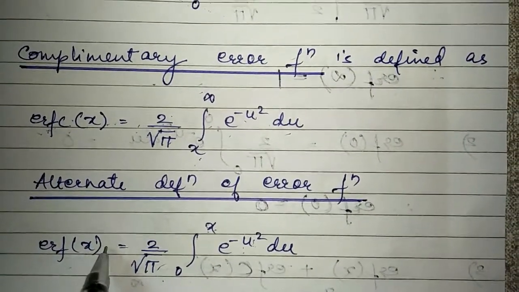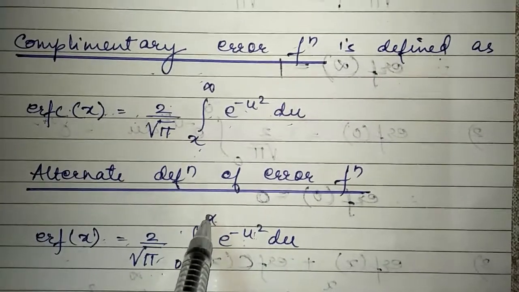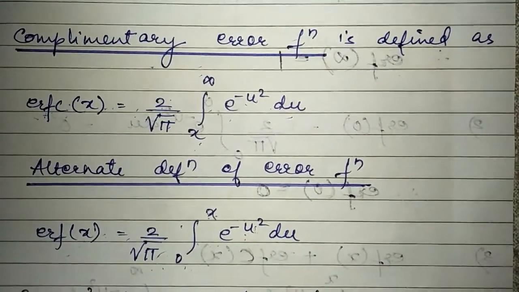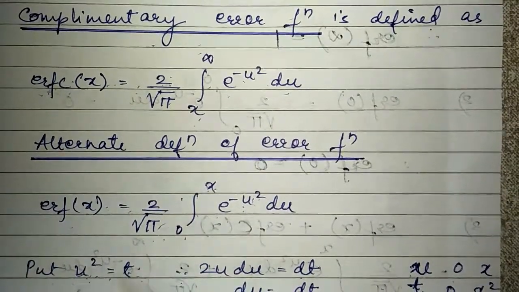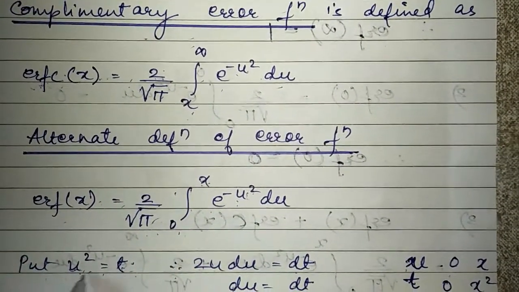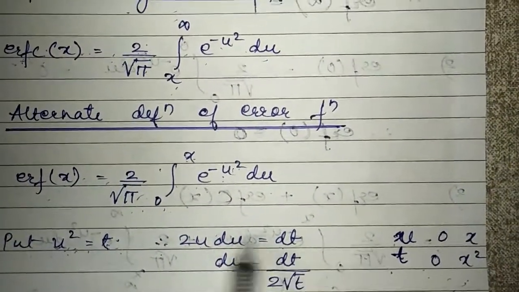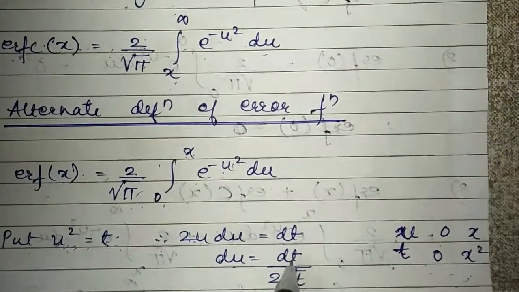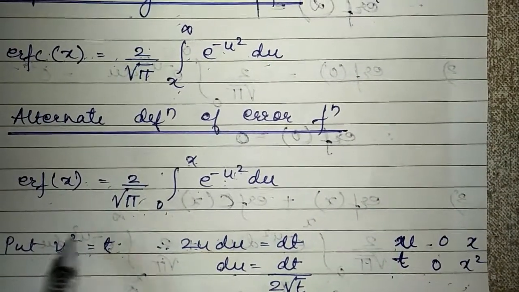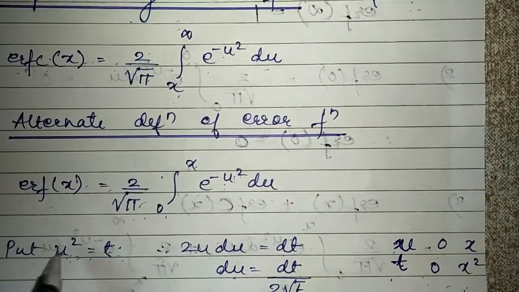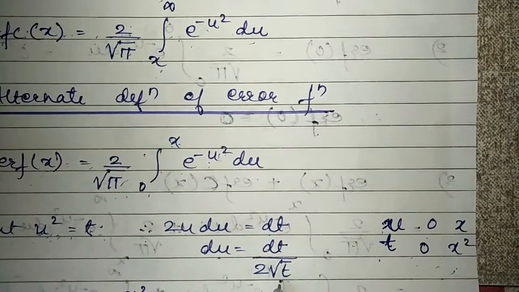Error function of x, the standard definition is 2 by root pi integral 0 to x e raised to minus u square du. We'll substitute u square as t. So 2u du is equal to dt. What is du? It will be dt upon 2u, that is dt upon 2 root t, because since t is u square, u will be root t. So du is dt upon 2 root t.